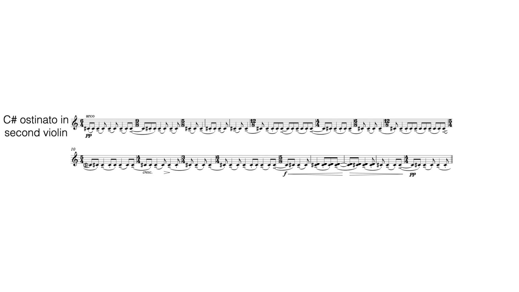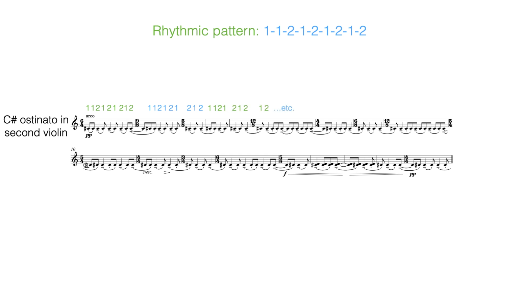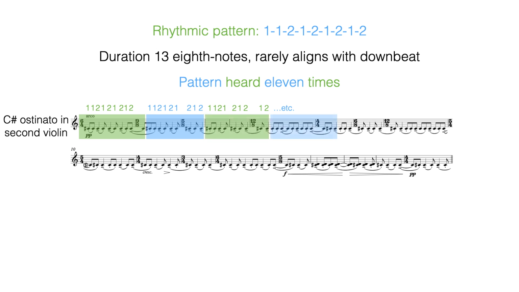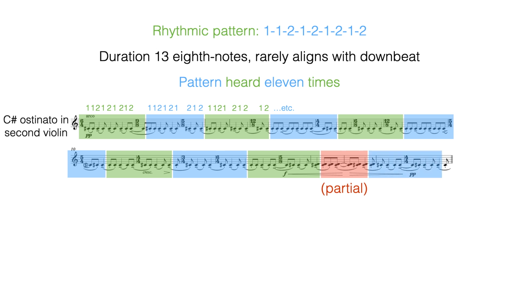The ostinato on C sharp follows a 9-note rhythmic pattern, 1-1-2, 1-2, 1-2, 1-2, counted in 1/8 notes. Its total duration is 13 1/8 notes, so it virtually never aligns with a notated downbeat. It is heard 11 times in the passage, including a partial statement toward the end, and it has the effect of a slightly irregular heartbeat.